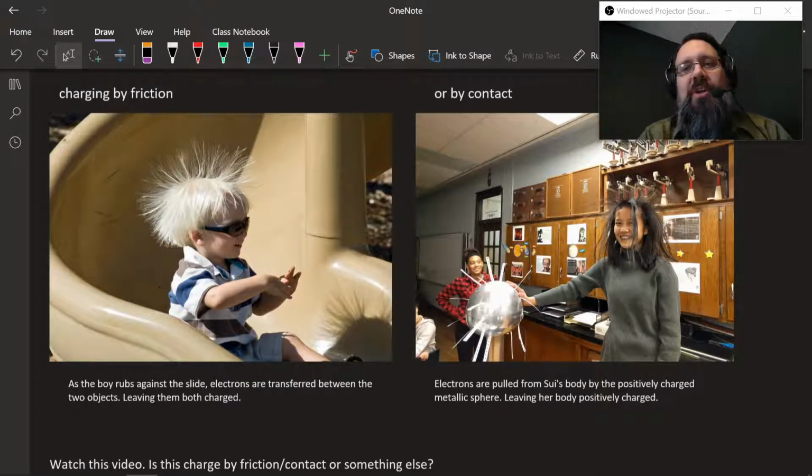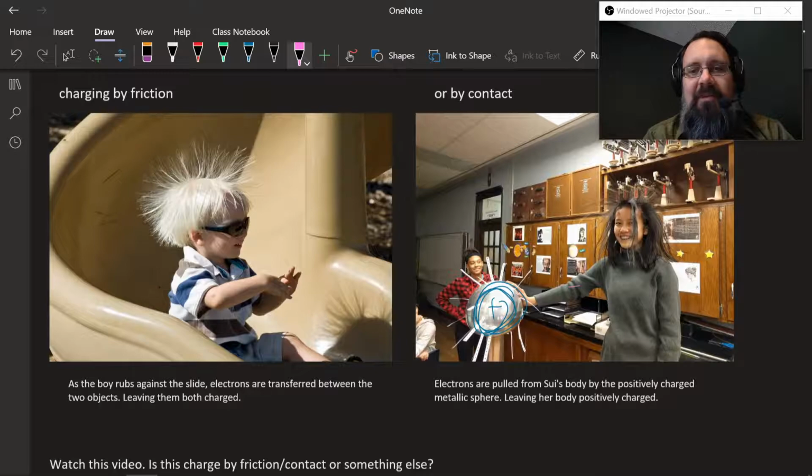You can also charge something by contact. So here is one of my students, that's Sui. She's a senior now. This is when she was in 9th grade. But she's touching this positively charged object. And so what's happening is all of the negative charges in her body are being attracted towards it, and all of the positive charges in her body are being repelled from it. And so she becomes positively charged as this positive object is pulling all her negative charges away.